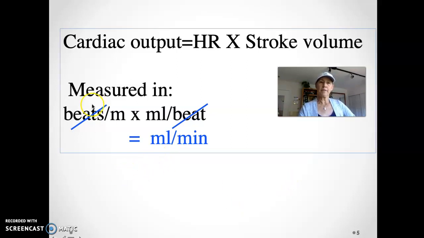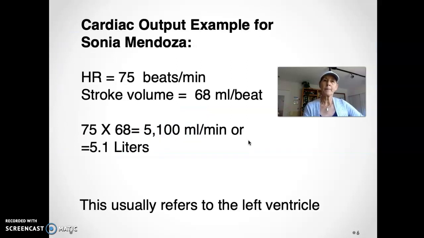So you have beats per minute, which is heart rate, and mLs per beat, when you're talking about stroke volume, and the beats would cancel out, and you end up with a value that's in milliliters per minute. That's what you want to know, effectiveness of the heart, milliliters per minute. How much is it pumping?